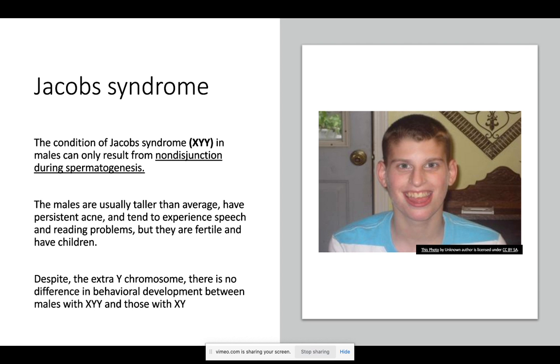Jacob syndrome, this is due to non-disjunction during spermatogenesis, in which you inherit an extra Y chromosome. Again, like we said previously, the males are usually taller than average, have persistent acne. Despite the extra Y chromosome, there's no difference in behavioral development.